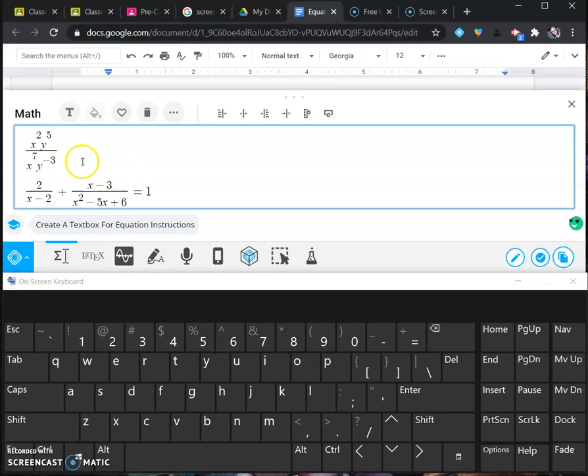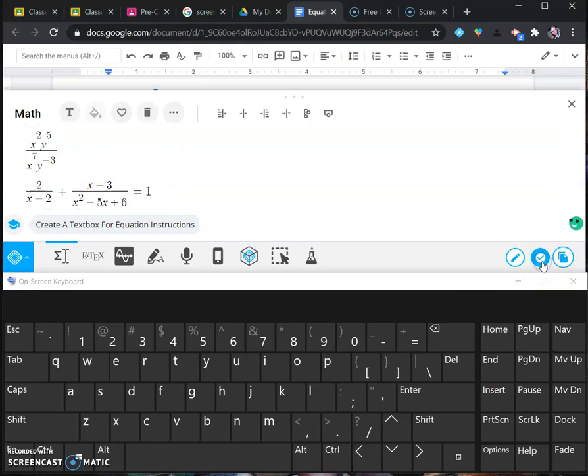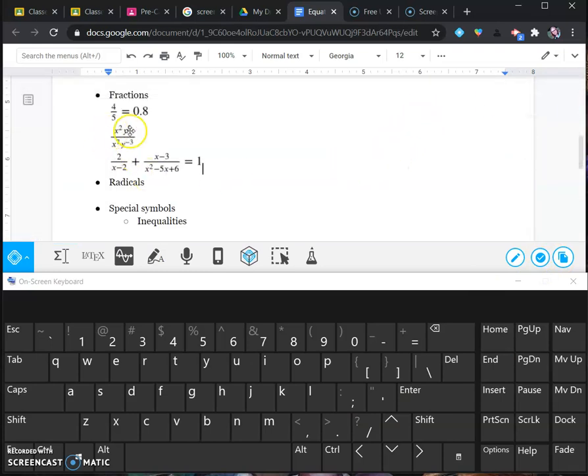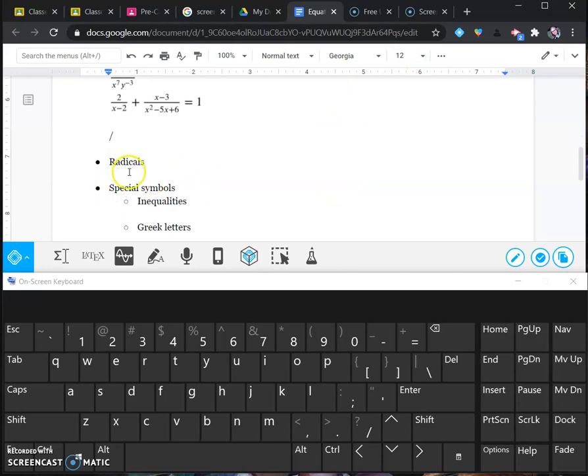So for creating fractions in general, it's really quite simple. All you have to do is use that slash symbol. So again, hit the check mark to insert the math, then we can close it all out. We see there are all of my fractions inserted. And just for reference, the thing that you need to hit is that division key.